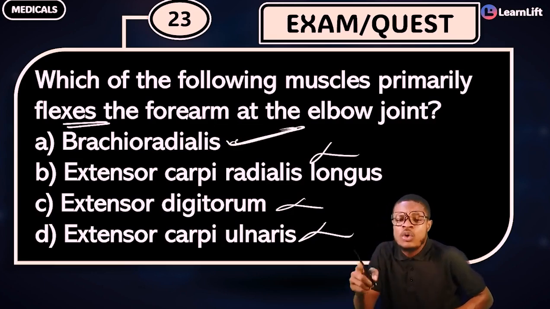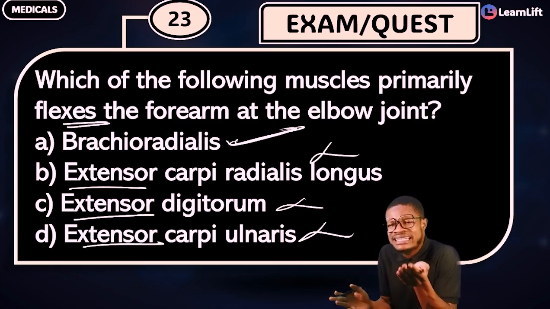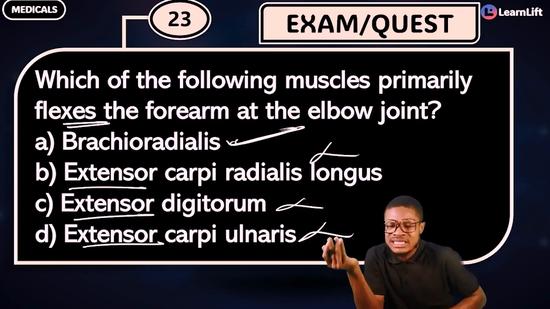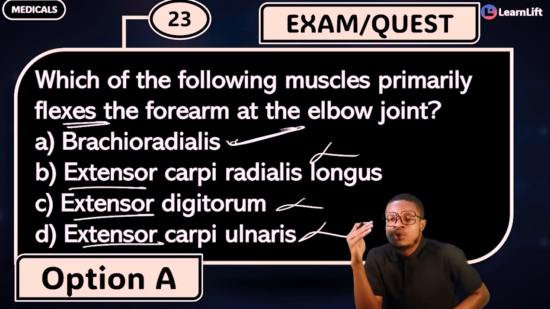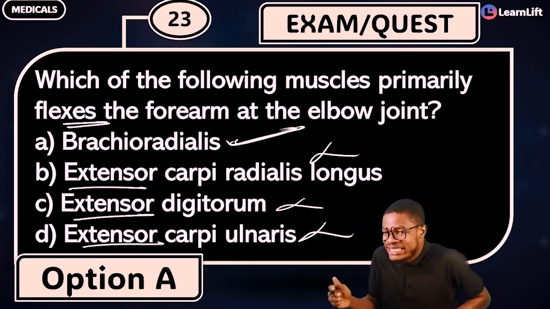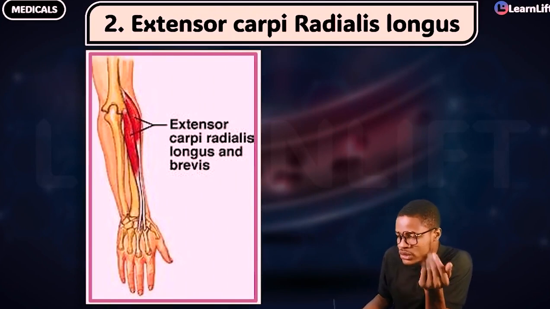Is the one that will do what? Flexion. Now these guys are extensors. They will extend. They are not going to flex. Does it make sense? So what's the answer? Option A is the correct answer. Are you getting it now? So after your brachioradialis, what's the next that we have? Extensor carpi radialis longus. Now come.